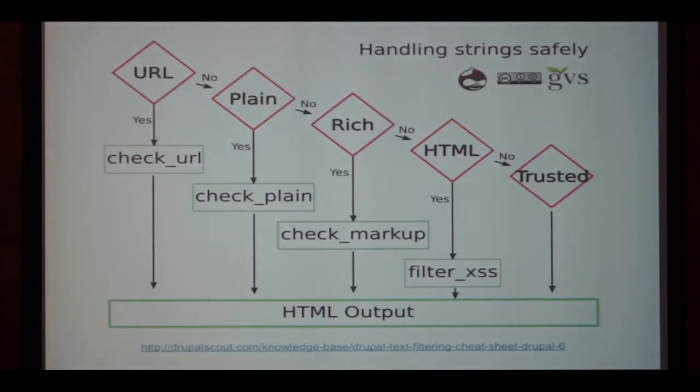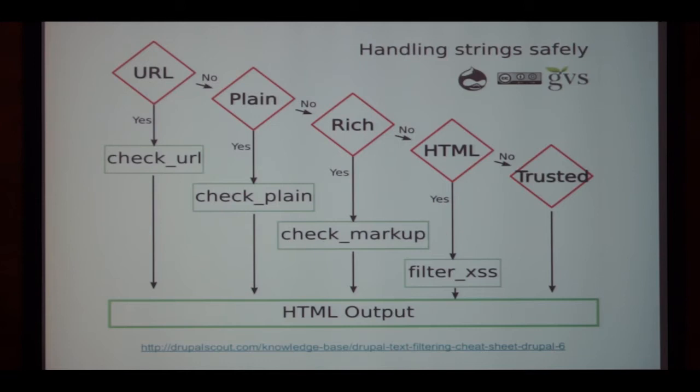And yeah, that's basically the strategy for sanitizing stuff. If you have a URL, that is the most restricted thing, you can run it through the check_url function. It will check the protocol, it will check if it's a valid URL, and sanitize that. Or if you know it's plain text, then of course use check_plain. If you want to print out some markup that has some styling and headers and whatnot, use the check_markup function, where you also pass a text format that the current user is able to use. That's how you handle rich text.